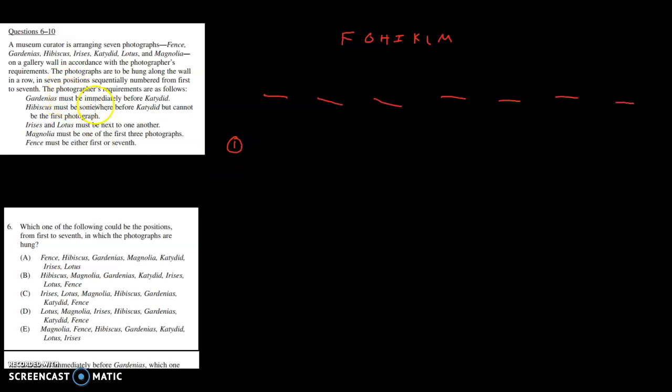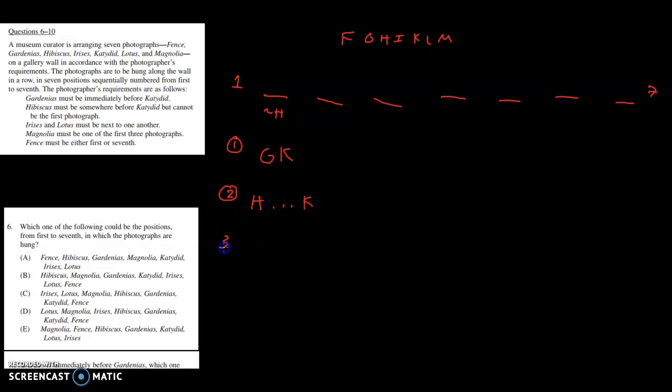Rule number 1, G must be immediately before K. So we've got a block of G, K. If I'm going to start, say this is space 1 and this is space 7, we've got a block right there. Rule 2, H must be somewhere before K, but cannot be the first photograph. I can incorporate that right into my sketch here. H can't be the first photograph, but it also has to be somewhere before K. So H is somewhere in front of K.